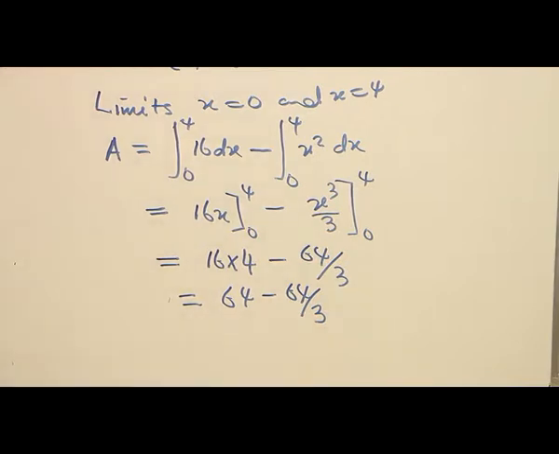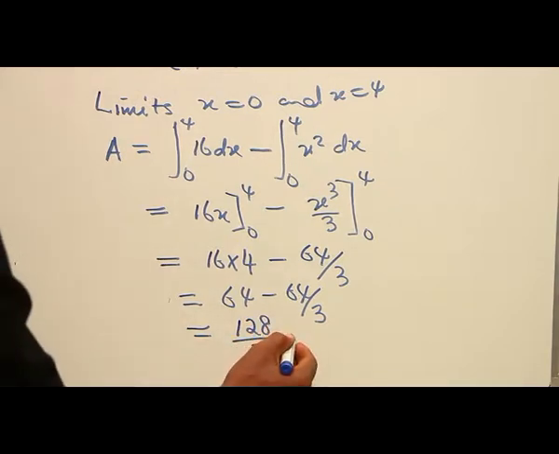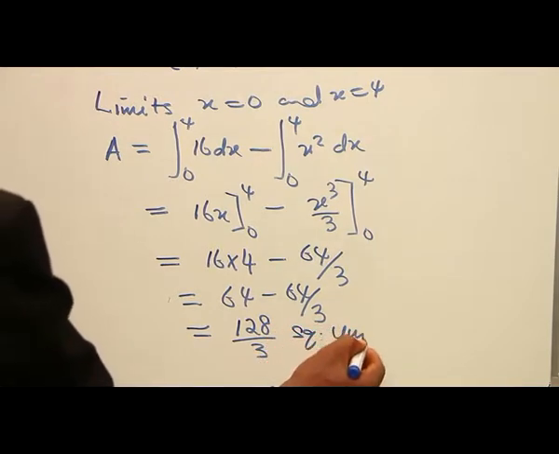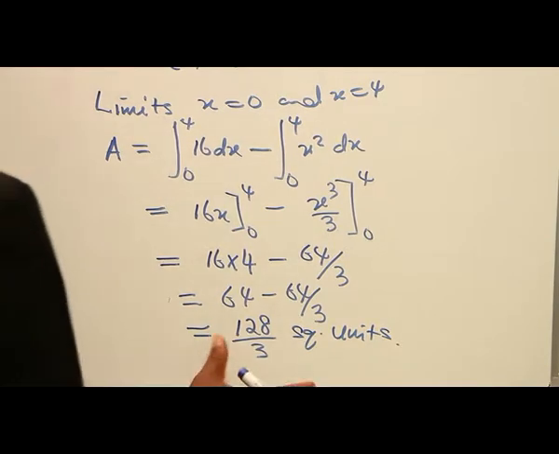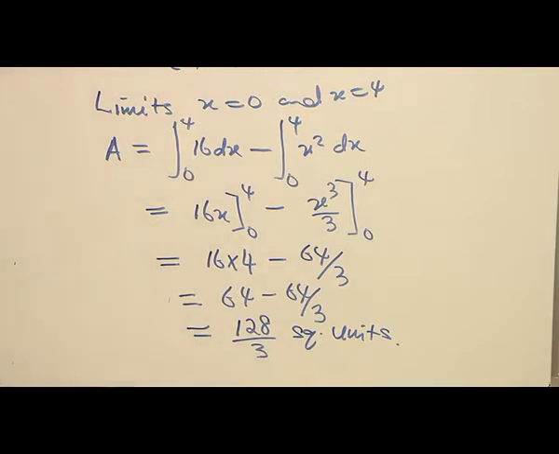So this eventually will give you 64 minus 64 all over 3. If you now find the value of 64 minus 64 all over 3, you will eventually have this to be equal to 128 all over 3, of course, square units. So you can say square unit because we're talking about area. So that gives you the solution to the problem. You have calculated the area under the curve y equal to x squared and the linear function y equal to 16.